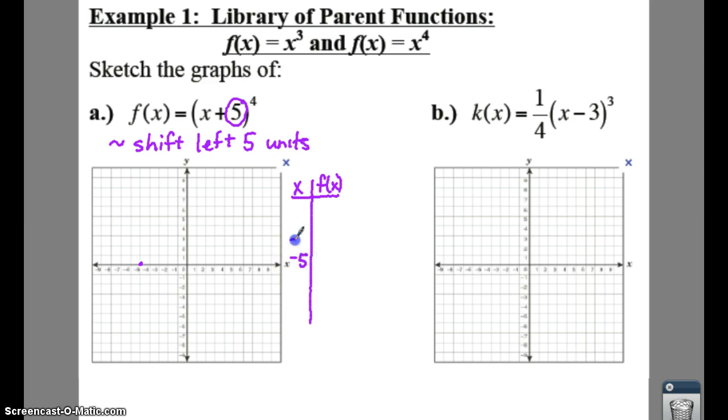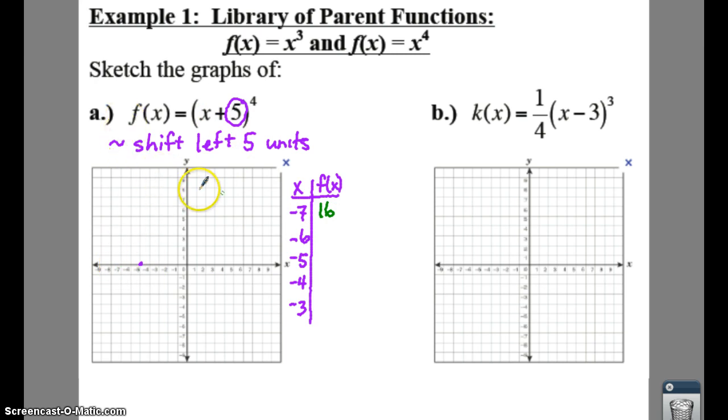And you're going to surround that with a couple points to the left, -7, -6, and a couple points to the right, -4, -3. What you do is you plug these into your function. -7 plus 5 is -2. -2 to the fourth is 16. So you'd go back 7, up 16. Well, that's not going to be in our graph.